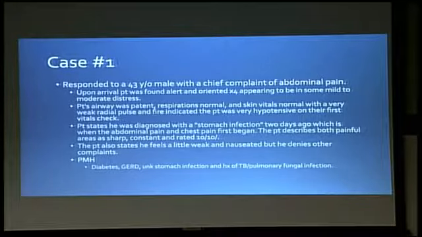43-year-old male, chief complaint of abdominal pain, alert and oriented ×4, mild to moderate distress, airway patent, vitals were normal, weak radial pulse. Patient was very hypotensive on the first vitals check. Quote, diagnosed with a stomach infection 2 days ago, which is when the abdominal pain and chest pain first began. Describes both painful areas as sharp, constant, and rated 10 of 10. Feels weak, nauseated, etc. Denies significant past history. Although he said he had an unknown stomach infection, and then he said he had a history of TB and a pulmonary or fungal infection.